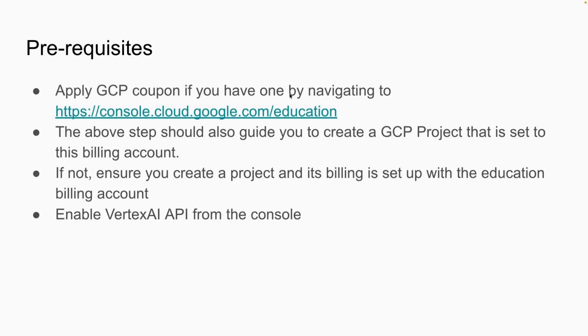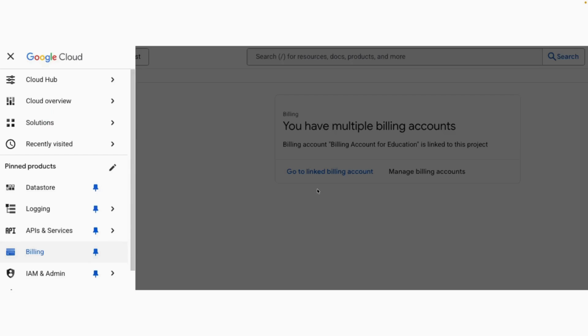Now let's take a look at the other steps that we have to go through. So I already talked about this. From the left navigation, select billing, go to the linked billing account, and then click on credits to see that you have credits. That should help you understand that your project is all set to go to the next step.